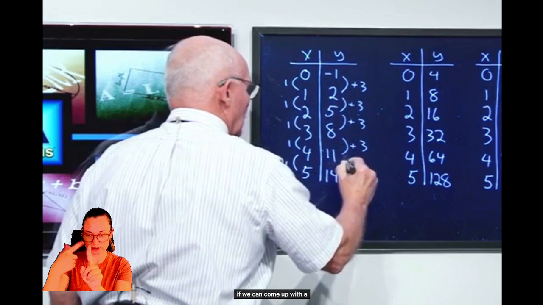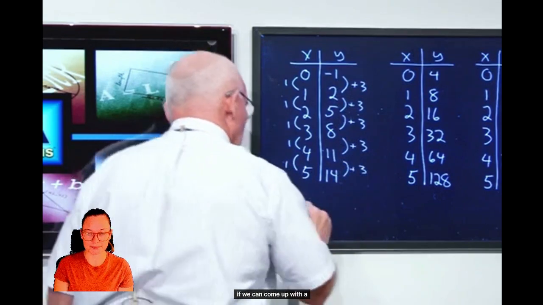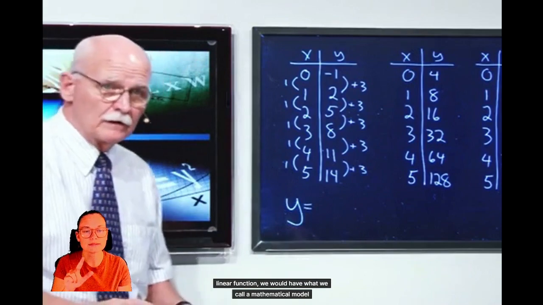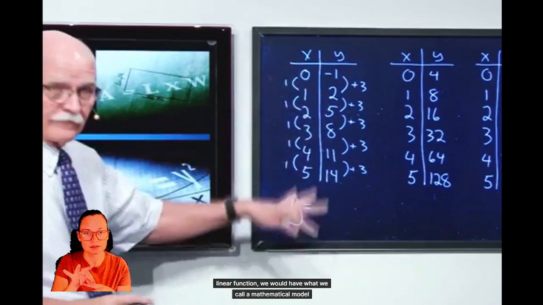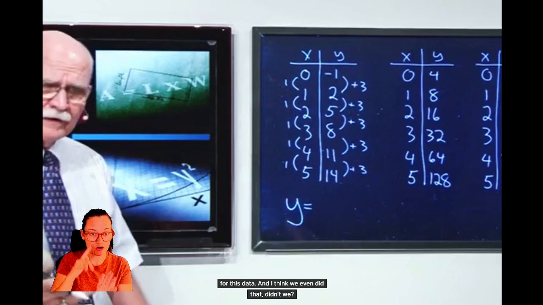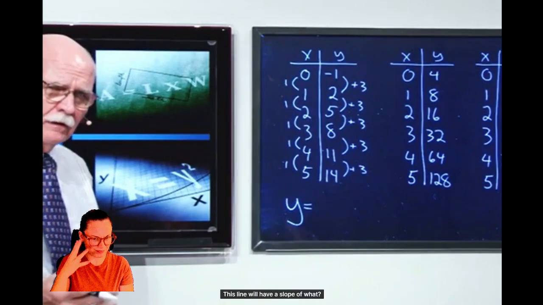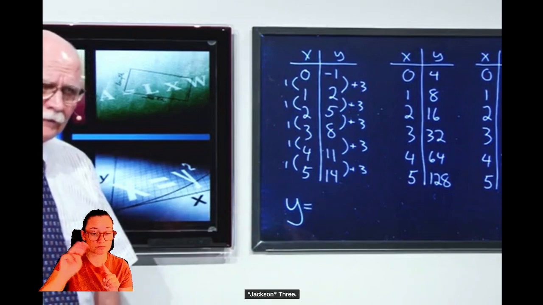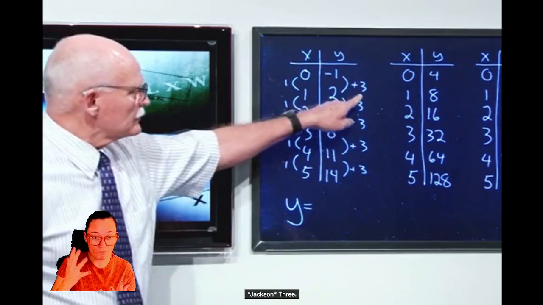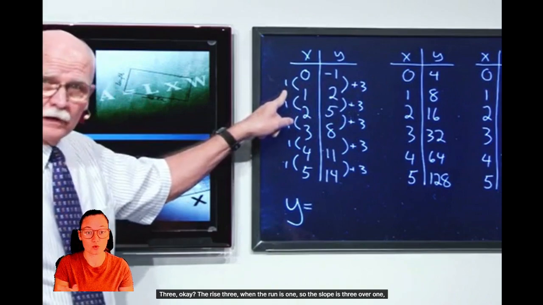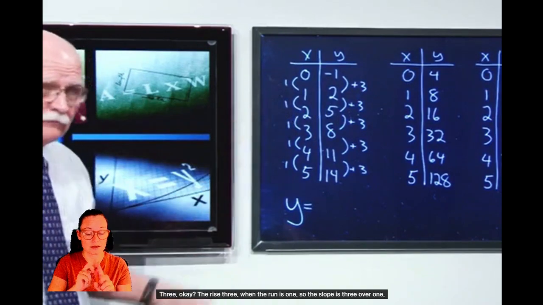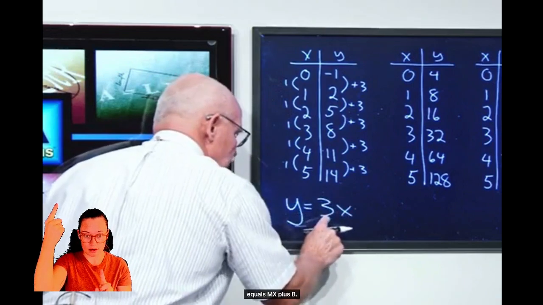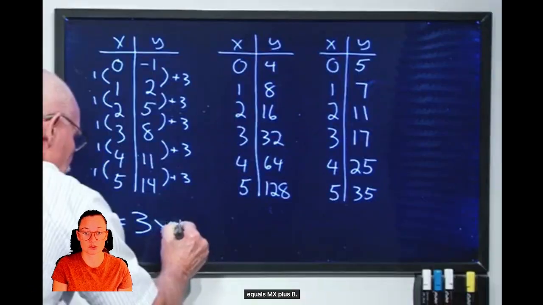So if we can come up with a linear function, we would have what we call a mathematical model for this data. And I think we even did that, didn't we? This line will have a slope of what? 3. 3, okay? The rise is 3 when the run is 1, so the slope is 3 over 1, which is 3. So there's y equals mx plus b.